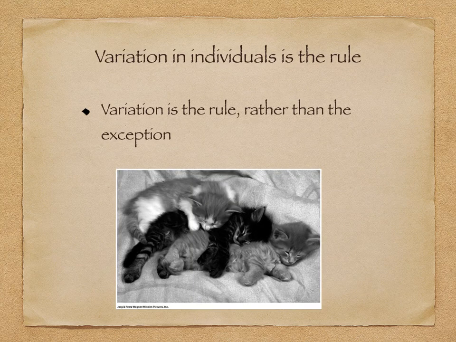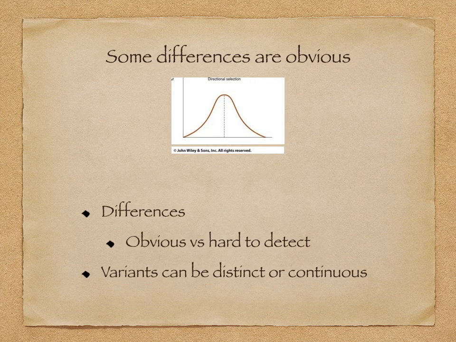So remember that variation in individuals is the rule rather than the exception. Even in one litter of kittens, you'll have a large variety of coloration, for example. No offspring of the same parents are identical. Almost none, other than twins. Some differences are obvious, and others are very hard to detect. So some are easy to see, size or color pattern. Others are things like metabolic rate or ability to hear.